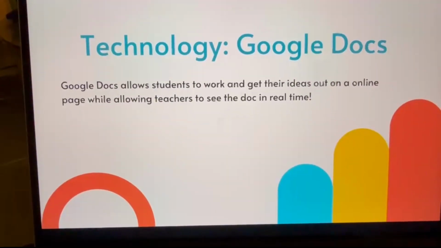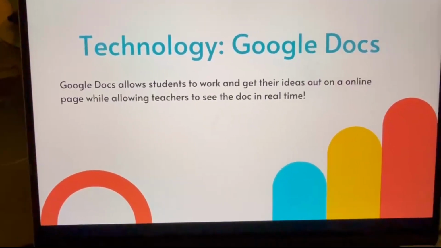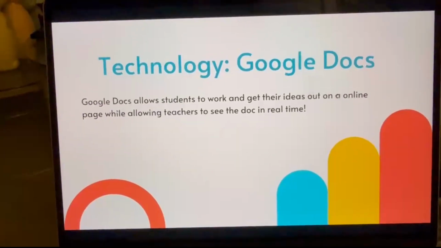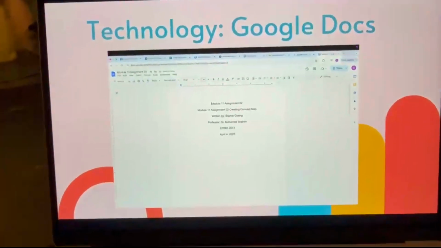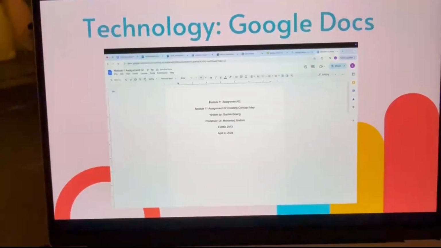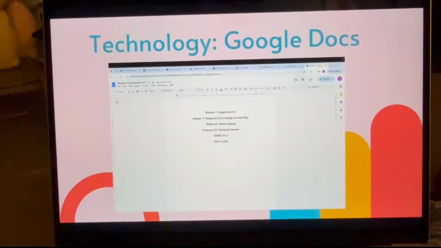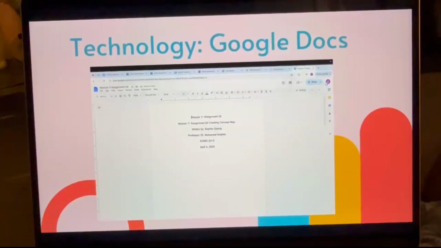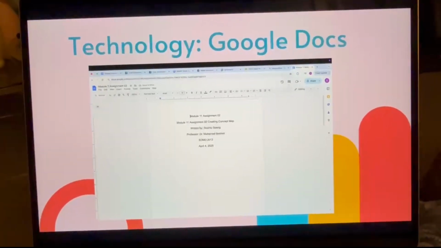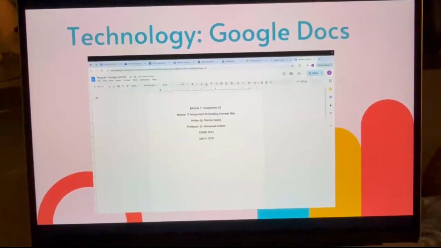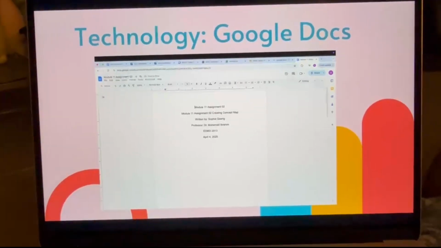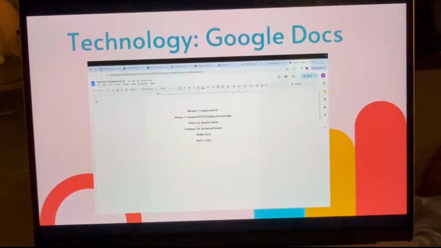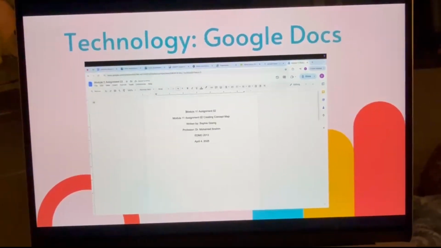The next one I would use is Google Docs. Google Docs allows students to work and get their ideas out on an online page while allowing teachers to see the doc in real time. So here's a screenshot of my assignment from this class. If you click share up here, you can let your teacher see the work you are putting in. So if your teacher lets you use Google Docs, they can see exactly what you're doing, and they can see if you really understand the topic without pointing you out to the class or coming up to you and the kids being embarrassed.